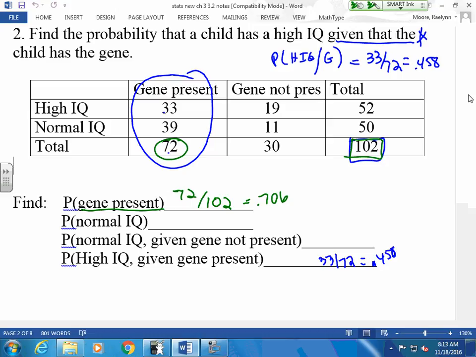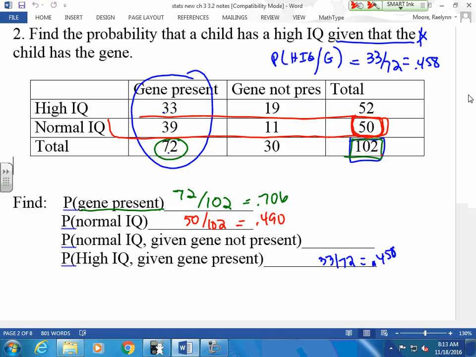What is the probability that the person has a normal IQ? I go just to my normal IQ. And I say, okay, just my normal IQ. How many people had a normal IQ? 50 out of what? 102. And this reduces down to 0.490.